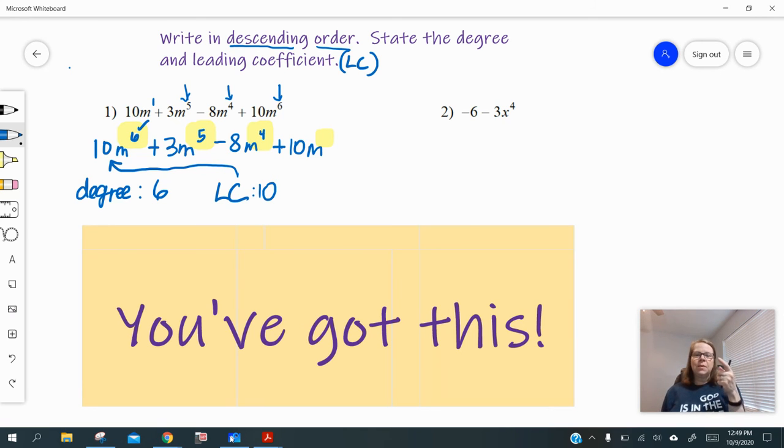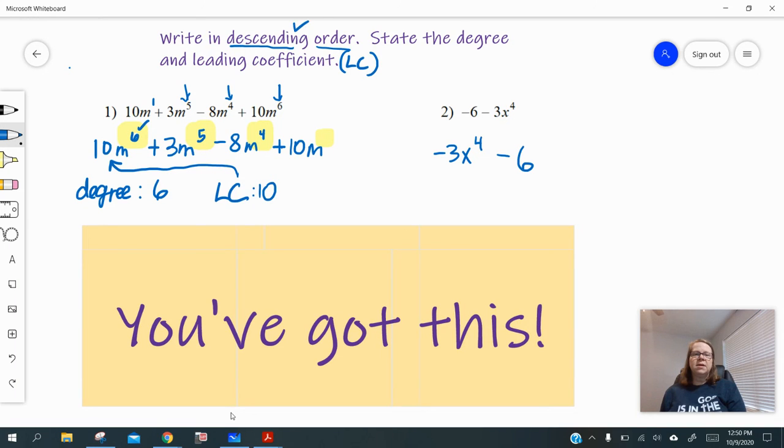Okay, let's look at the second one. Negative 6 minus 3x to the 4th. Again, you want to put it in descending order, so you look for your biggest exponent. Well, negative 6 doesn't even have an exponent written out, so no variable or anything. So the negative 3x to the 4th goes first, and then the minus 6 comes after that. If you had something x to the 3rd, that would go in the middle, and then x to the 2nd, and then x. And then the number. The number is called a constant, and it's always going to go at the end. Okay, so there's your descending order.